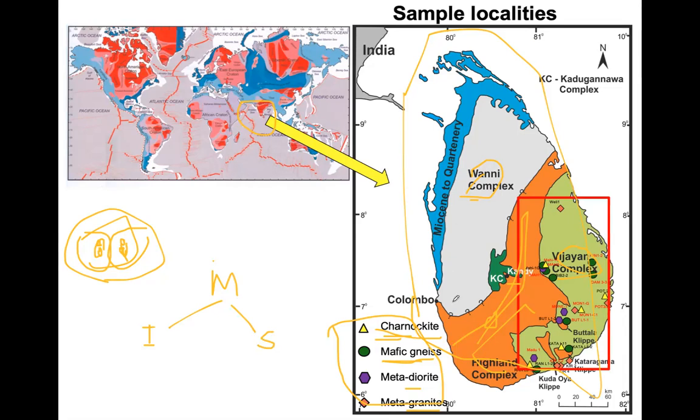So anyway, all the rocks in Sri Lanka, all these Vanni complex, Highland complex, Vijayan complex, and Kadugannawa complex, that means 90% of the crustal or land area of Sri Lanka is underlain by metamorphic rocks, right?